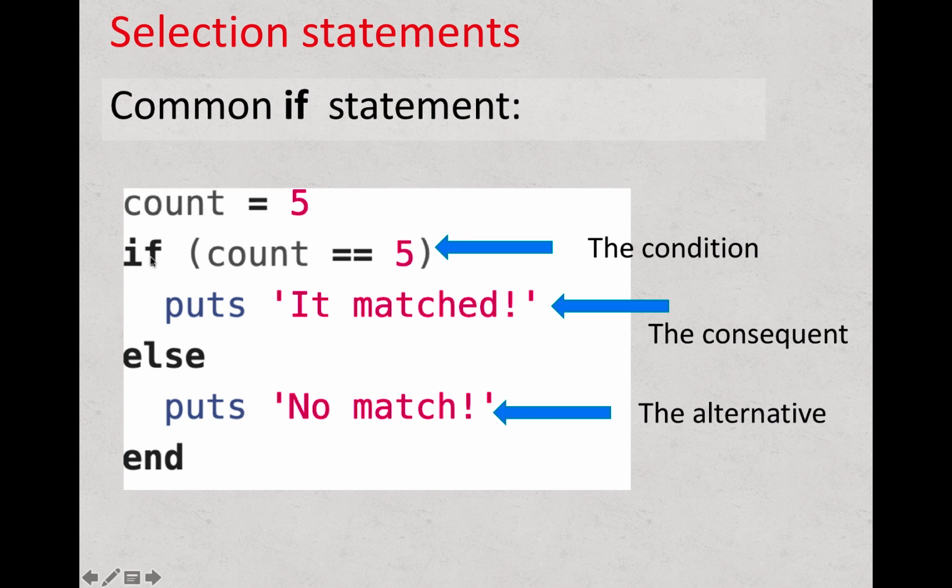We have if this condition is true, then execute the consequent. Else, if it's false, execute the alternative. And then that ends the statement. That's one statement. So we're going to look at how we can use that in our programming.